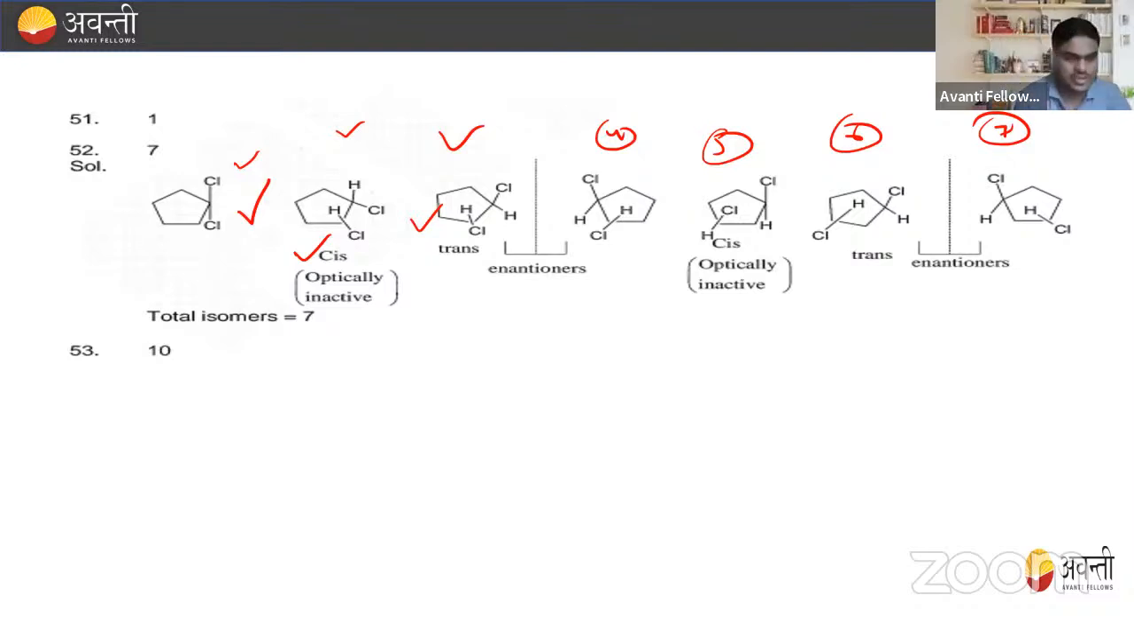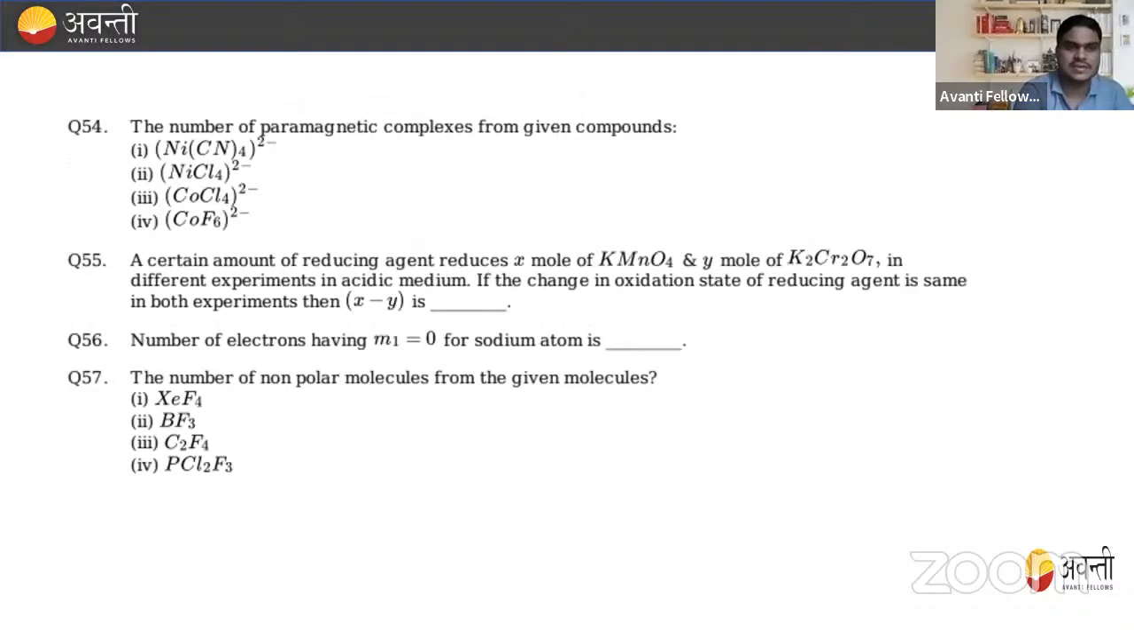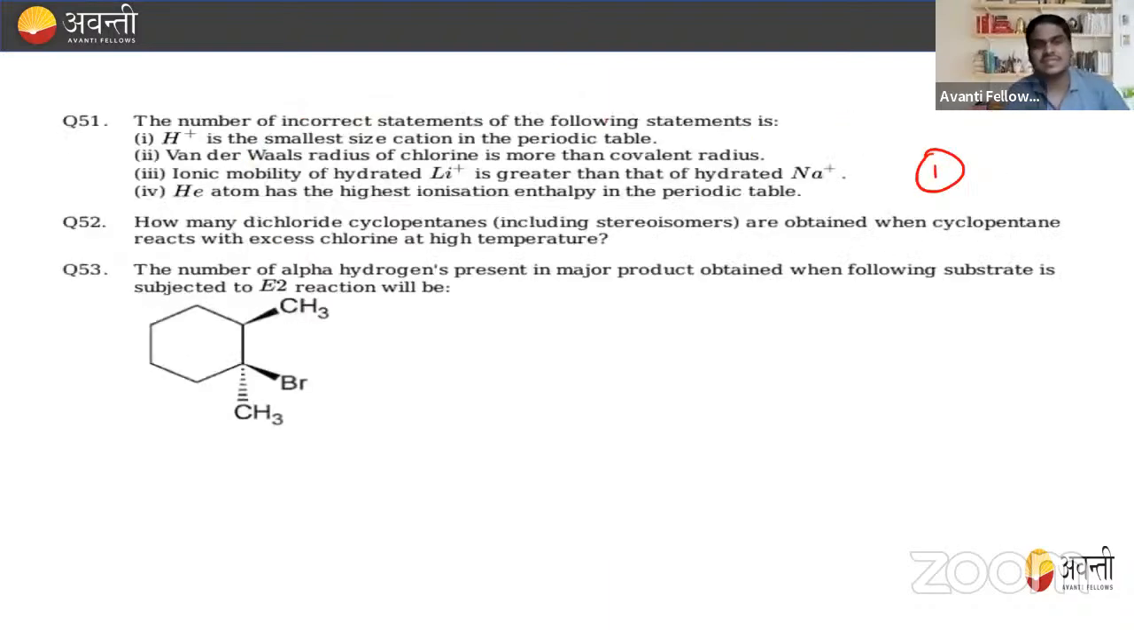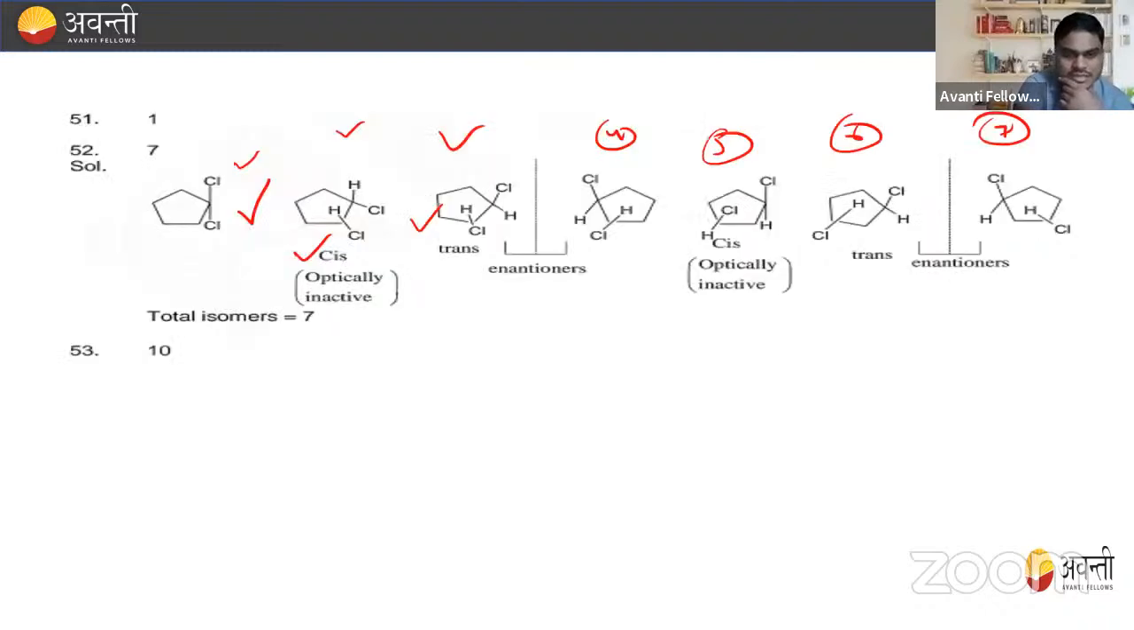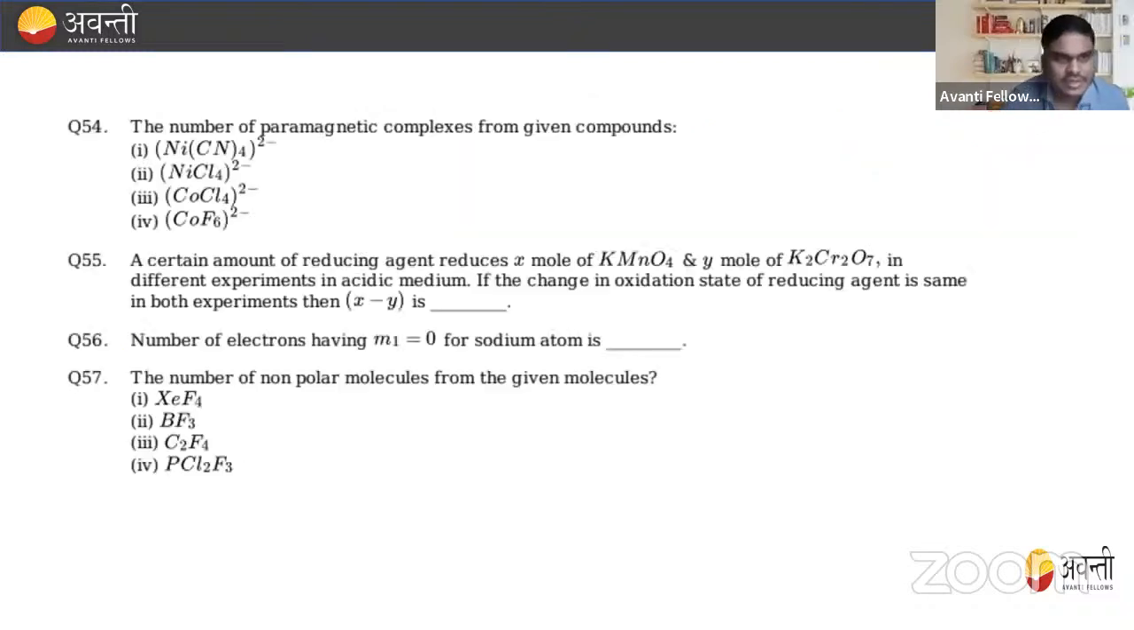Now, next move to question number 53. Okay. So what does question number 53 state, beta? 53 states that the number of alpha hydrogens present in the major product obtained when the following substrate is subjected to an E2 reaction, right? So the correct option is 10. So it's a very simple one. Just try to learn. I hope it is clear to everyone. Okay. Now let's move to question number 54. The number of paramagnetic complexes from the given compounds.